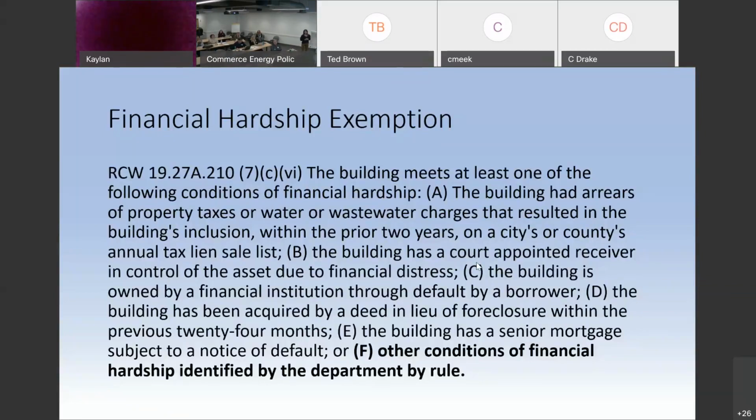Going once, going twice. Okay, this will not be your last chance to comment on this. This is our opportunity to assess your thinking, use that to help shape and inform how we're going to approach this issue, and there'll be more opportunity to comment in the winter. And if you have any great ideas that come to you after this workshop, don't hesitate to shoot us an email at the buildings@commerce.wa.gov email address.